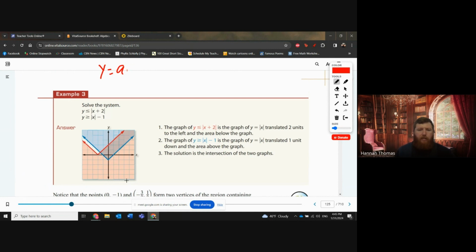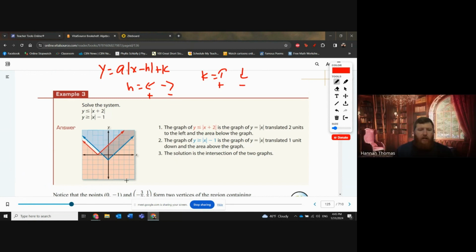Y equals a times the absolute value of x minus h, plus k. H moves it left or right. So remember, positive moves left, negative moves right. And k moves it up or down. Up is positive, down is negative.